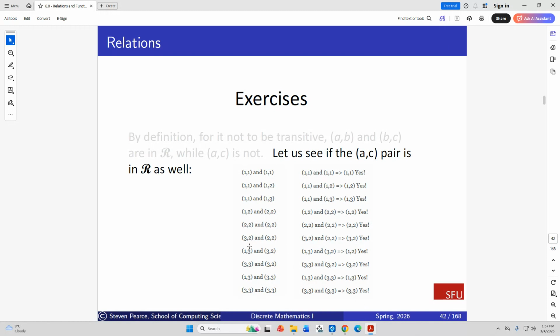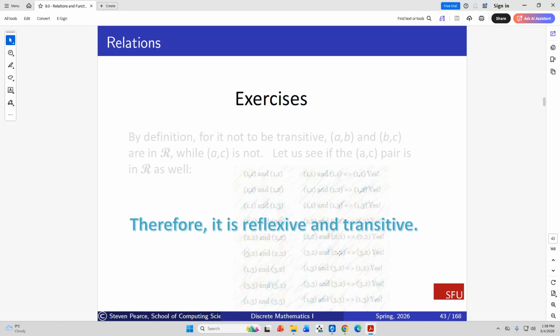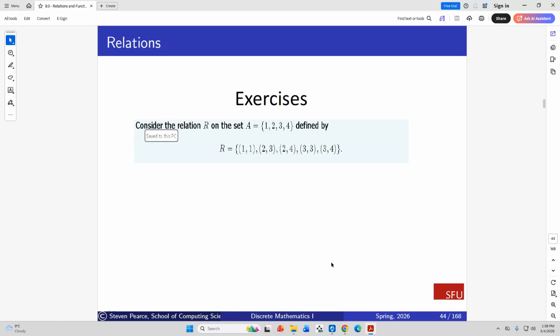It satisfies these pairs. So 1,1 and 1,1 gives you a loop. 1,1 and 1,2 means you get 1,2. And 1,1 and 1,3 means you get 1,3. Okay, you get it? So yes. Therefore, it is reflexive and transitive. You see how you do that stuff?